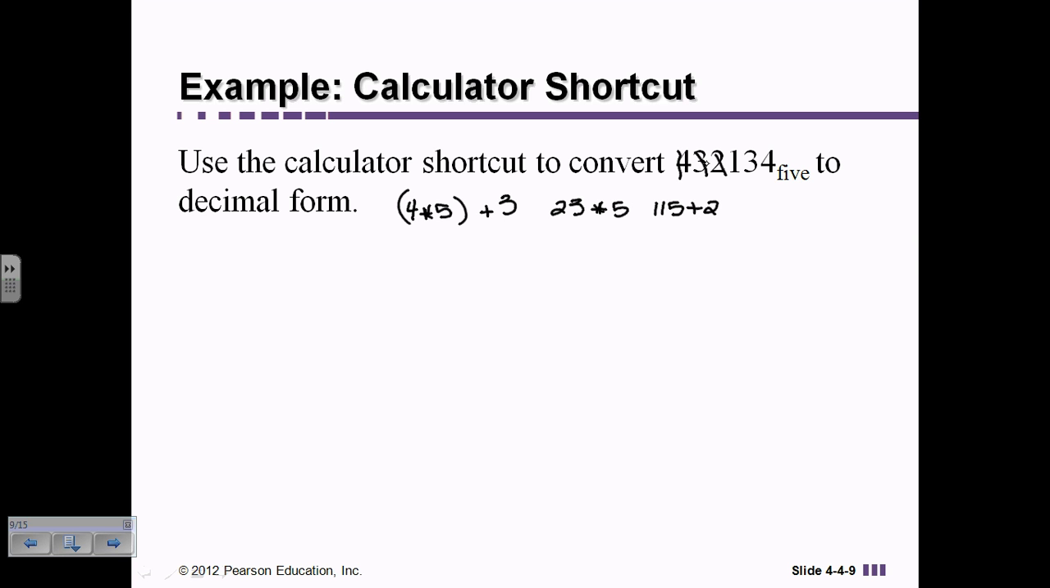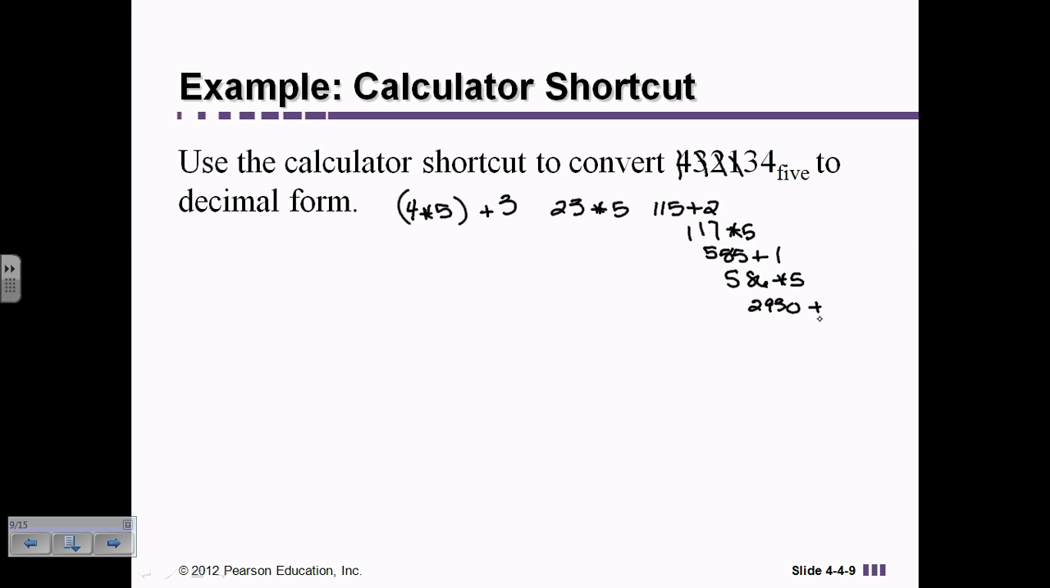So now we've dealt with all these numbers. So we get 117, multiply it by 5, and we end up with 585. Now we're going to add the 1 with our next digit, which is 586. Multiply it by 5, because again we're in base 5. We end up with 2,930.